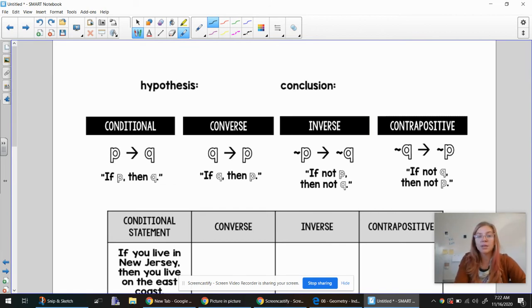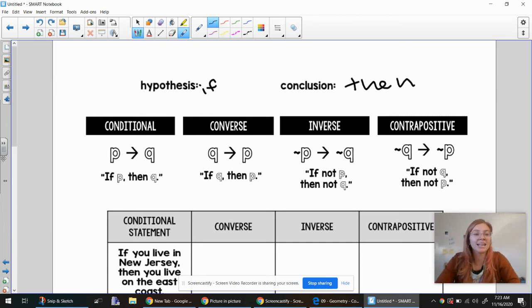Okay, now we're going to go a little bit more in depth, and we're going to talk about some different kinds of reasoning and different kinds of conditional statements. So the first thing we need to know is that for conditional statements, we need a hypothesis and a conclusion. These are going to be the statements that guide us in our logic. The hypothesis is going to be the statement after if, and the conclusion is going to be the statement after then.